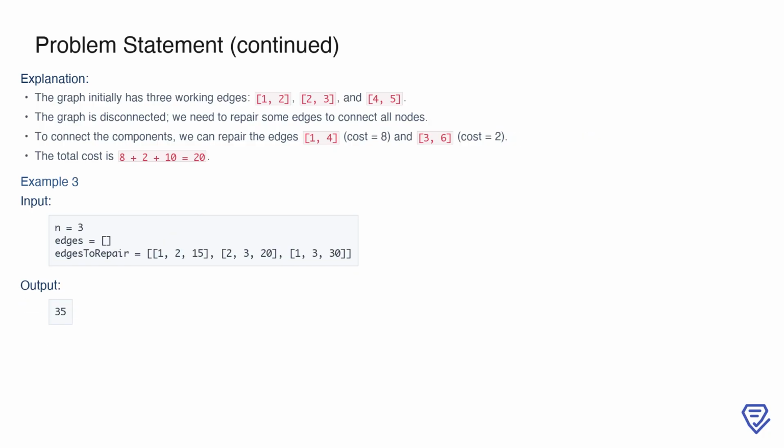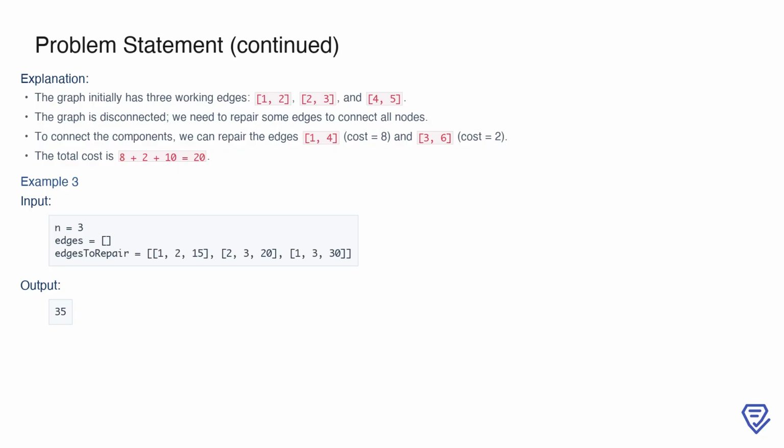In the second example, we are given n equals 6. The functional edges are [1, 2], [2, 3], [4, 5], and the broken edges are [1, 4, 8], [3, 6, 2], [5, 6, 10]. The output is 20.